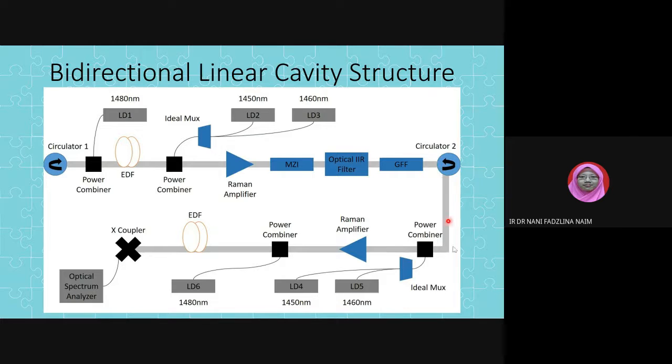And finally, this multi-wavelength laser will be observed using an OSA at this part, at this optical spectrum analyzer. The function of the other components are just the same, just like what I have mentioned before.